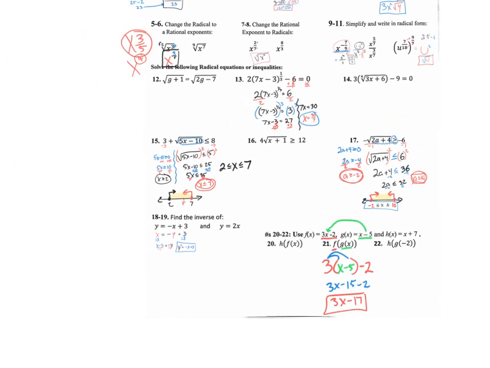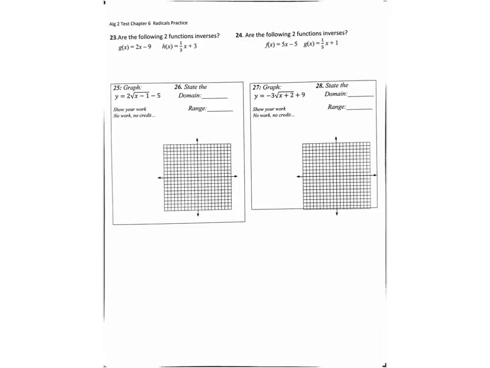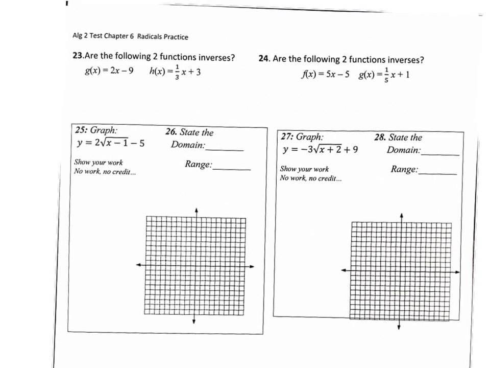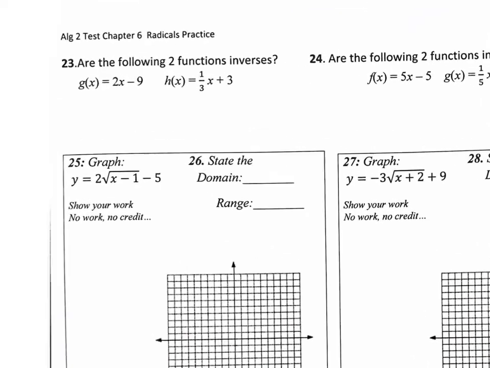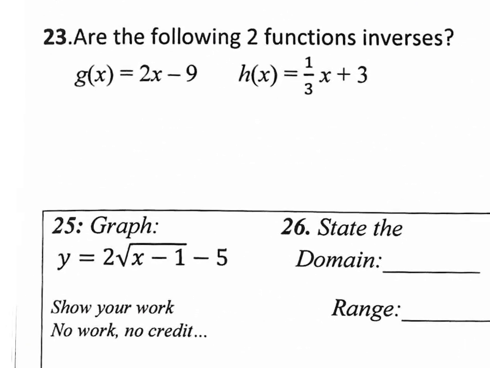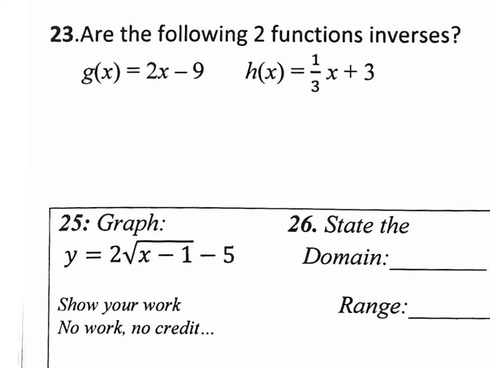Let's flip this paper over. There's one more question to do. And this is graphing, or actually a couple more questions to do. We'll do 23 right here. Are the following two functions inverses? How do we do that? Well, we plug in one into the other and see if everything cancels out to get x. I hope we remember this from the beginning of the chapter. So let's plug in the h of x into the g of x, and then we'll go backwards. We'll plug in the g of x into the h of x.